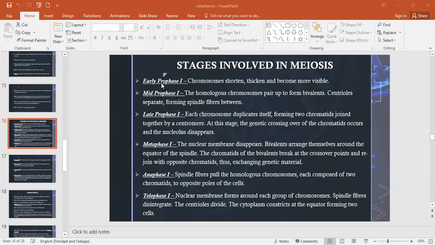So take a moment, remember early prophase 1, mid prophase 1, late prophase 1. So early, mid, and late prophase, remember those 3. Then remember meta, ana, and telo. So you have middle, away, and end. So beginning, middle, away, and end. Remember what happens at each stage, and I'll test you all on it. All right, so you'll have a minute to do that. A minute starting now.